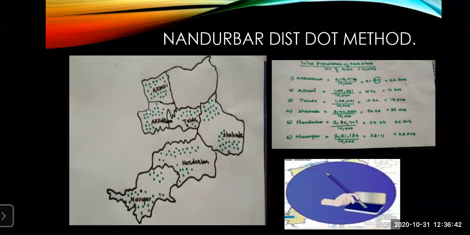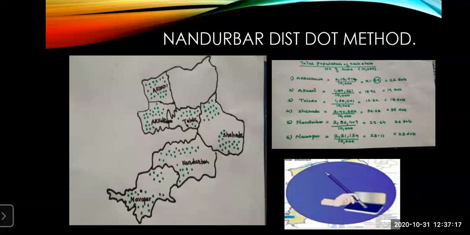Then we'll move to the fourth one, that is Shahada. What is the population? 3,46,352. Again, you're going to divide this by 10,000, that is the scale of one dot. After dividing, you can see on the slide, the answer is 34.63. Here this 63 is more than 50, so your 34 now becomes 35 dots.